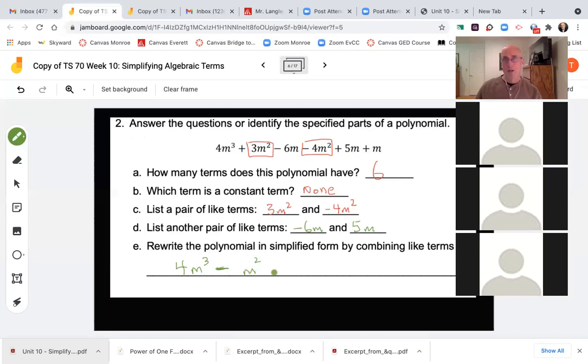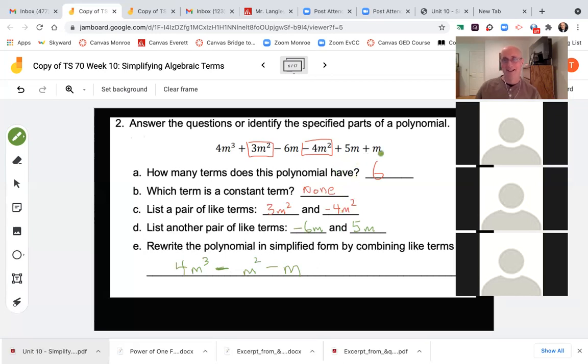Okay, let's keep going. Then I have minus 6m and plus 5m. So that's going to be minus m. Okay, because you have minus 6 and a plus 5, it means there are more negatives. So those two together, I'm going to put a minus m. Did I do that right? Yeah, because it'd be 1m. Yeah, so it's minus m. And then I've got plus m.